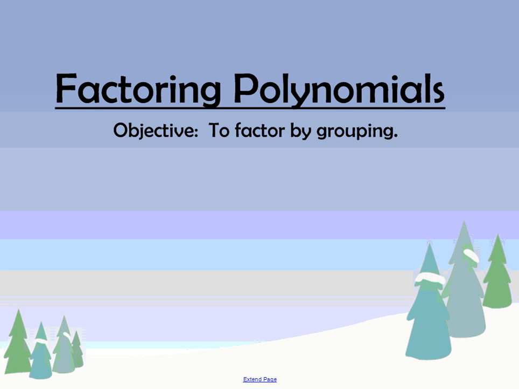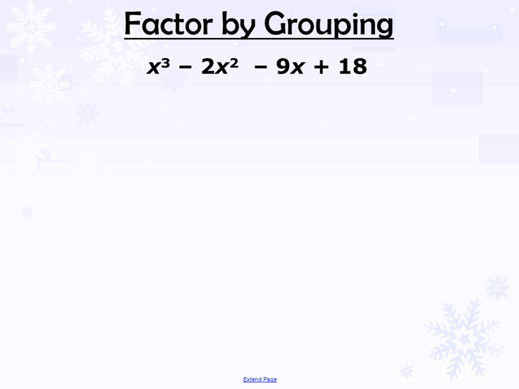We're going to start factoring polynomials. Our main objective for this video is to learn how to factor by grouping. So we're going to start with a polynomial. You know that a polynomial is a good candidate to factor by grouping if it has 4 terms. So I have 1, 2, 3, 4. So this would be a good one to potentially factor by grouping. Not all polynomials with 4 terms are going to factor by grouping, but this one is a good candidate.